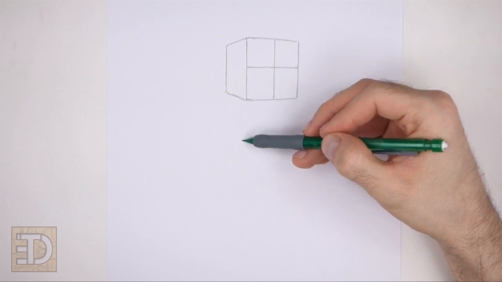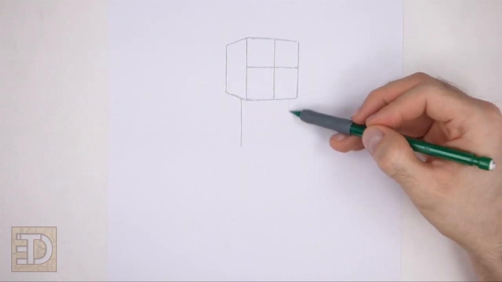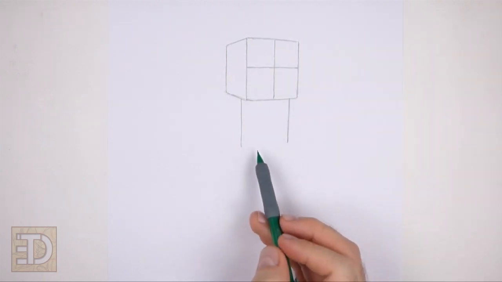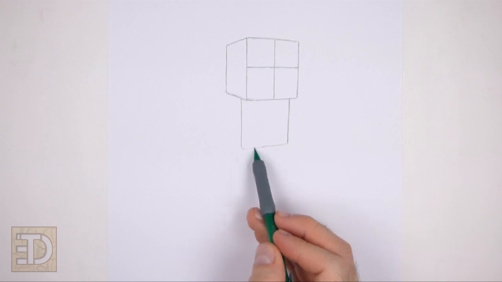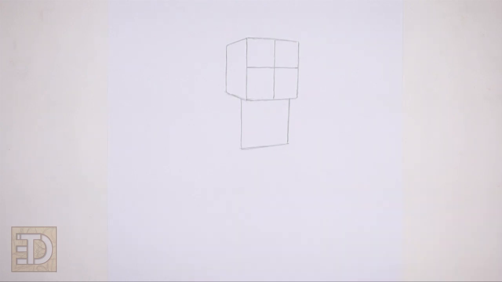Under the head, draw a square as a guide for the body. First, draw 2 vertical lines under the head. Draw the line on the right shorter than the line on the left. Close off the shape at the bottom using a sloping horizontal line.